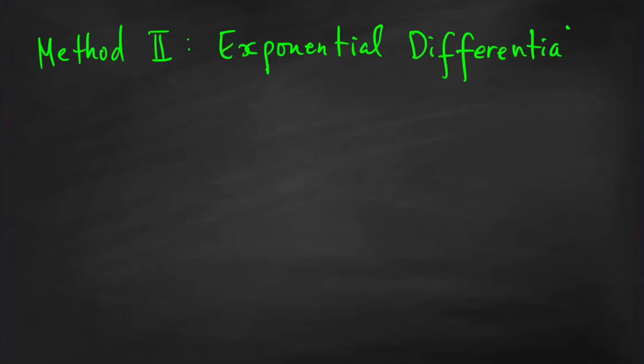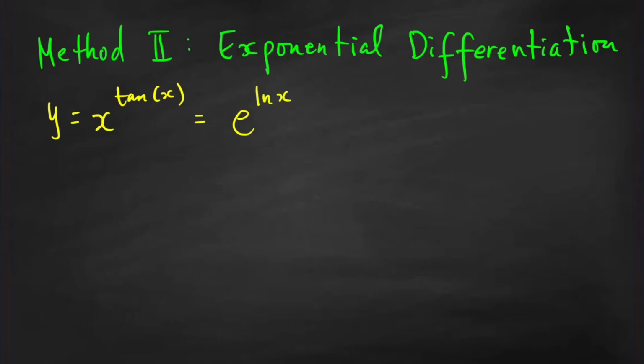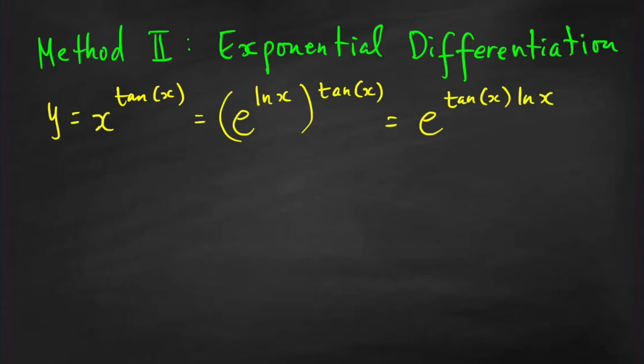In this case, we're going to use a property of exponentials. Because the given function y equal to x raised to tangent x, we can actually write this as an exponential function with base e, a natural exponential function. If you still remember, x can be written as e raised to ln x. So we can write this as e to the ln x tangent of x, which is of course equal to e raised to tangent of x ln x. And we know already a derivative formula for e raised to a function of x: the derivative is just equal to itself times the derivative of the exponent with respect to x.